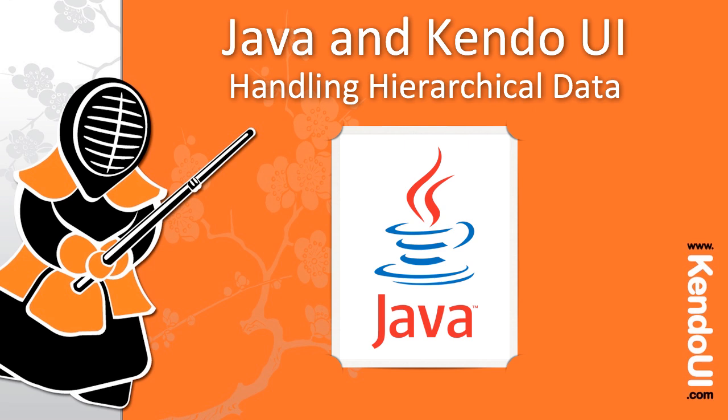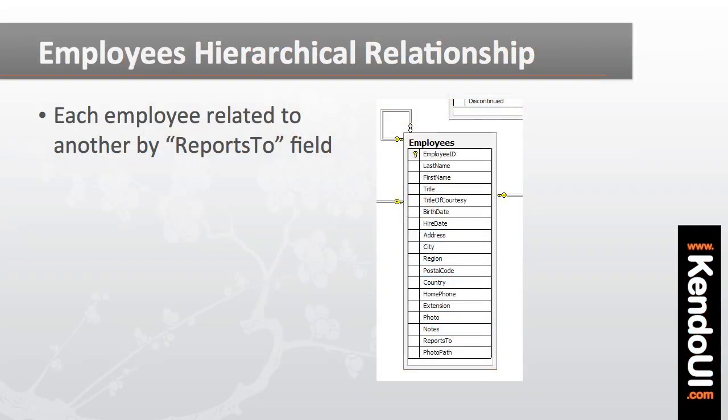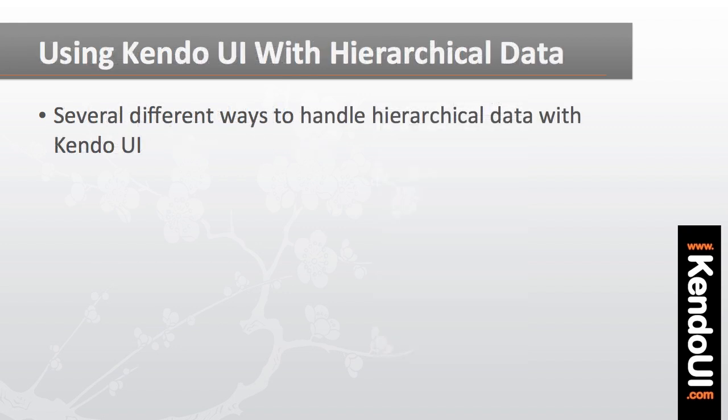But what about those special or really odd circumstances? We have one right now, in fact. Each employee in this table is actually related to another employee in the same table by virtue of a reports to field in the database. This is called a hierarchical relationship. Kendo UI has several ways to deal with data that are structured this way, but the most common way to do it is to use the Kendo UI TreeView.